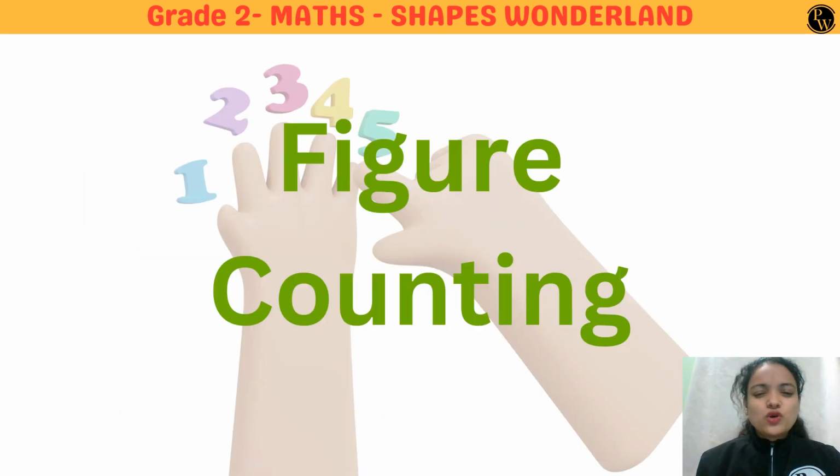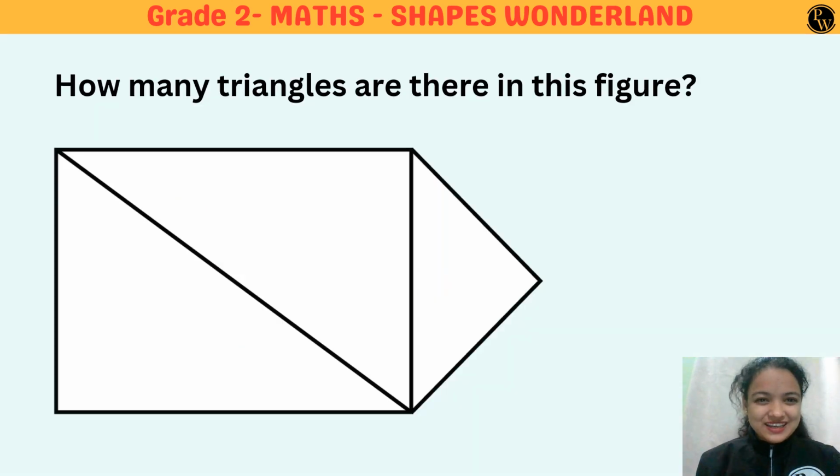Now let's do a fun activity. I'll tell you to count the figures. Let's come to this figure first. Can you count the number of triangles here? Yes? Let's count together. 1, 2, 3. Yeah, correct. So there are 3 triangles in this figure.